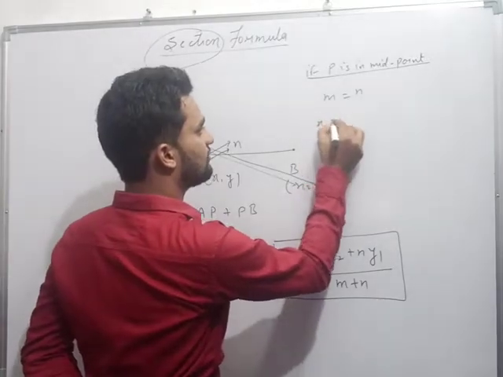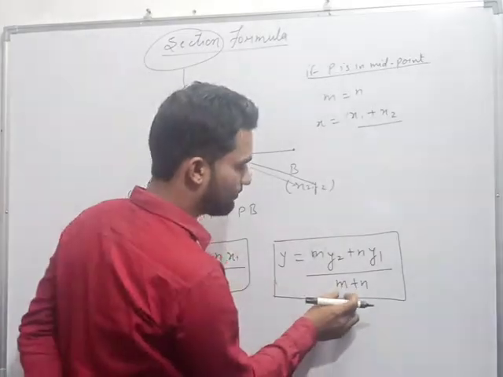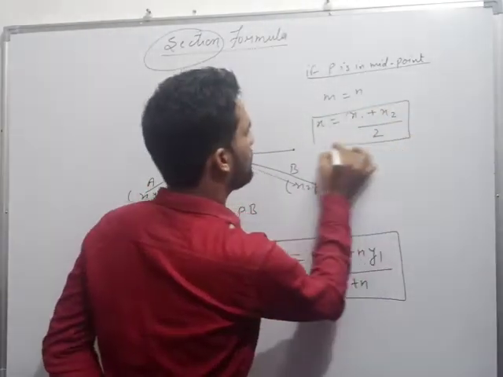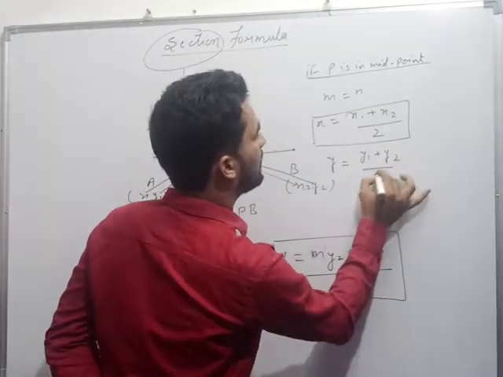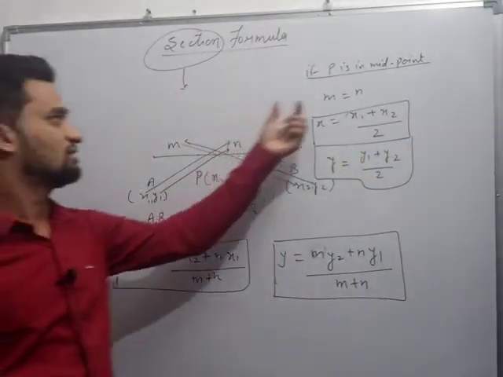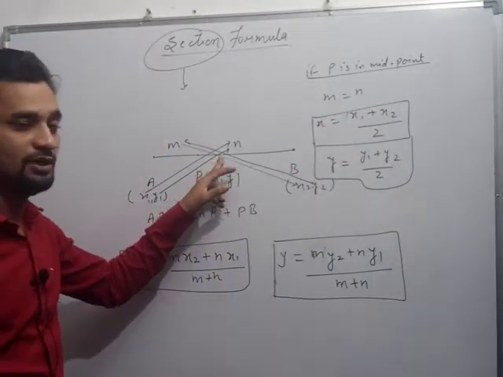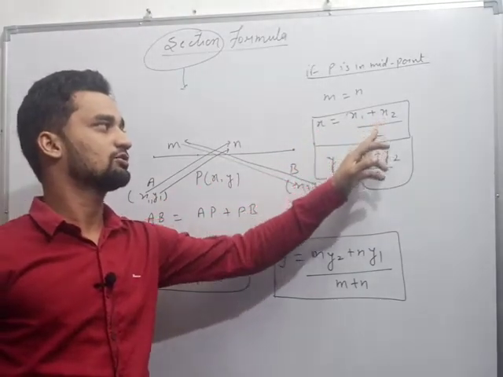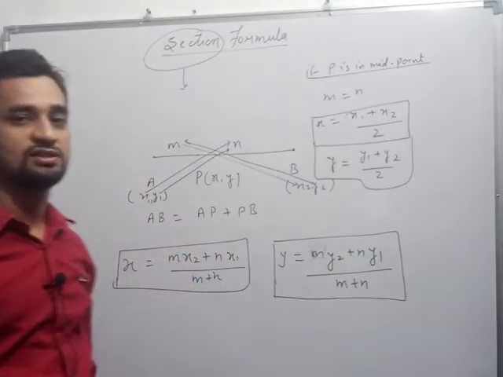So the value of x will be x1 plus x2, since m is 1 and n is 1, so x1 plus x2 by 2, and similarly y will be y1 plus y2 by 2. But for which condition? When the ratio m is equal to n, both are equal, when it is the midpoint, the center point. So in that case the formula becomes x equals x1 plus x2 by 2 and y equals y1 plus y2 by 2. Now we'll see some questions.